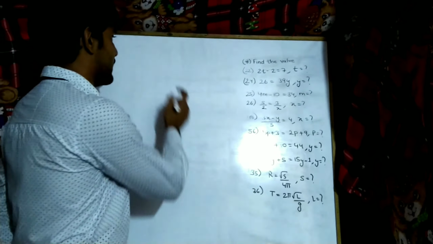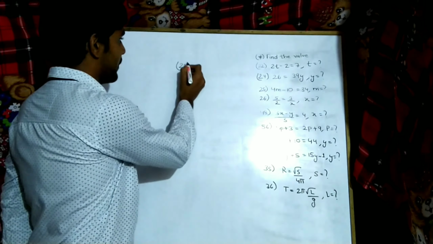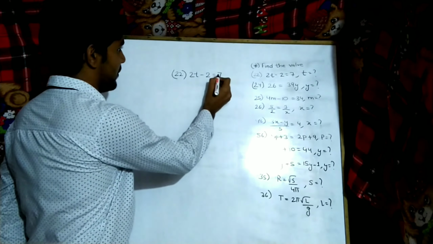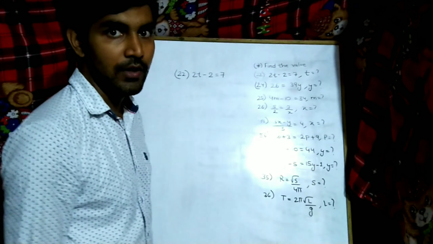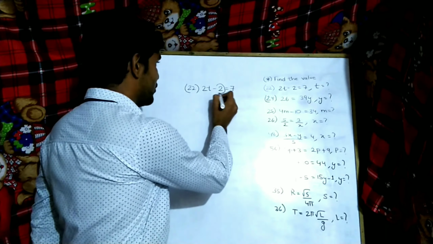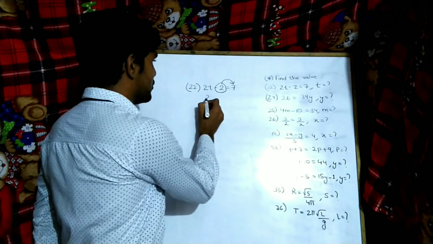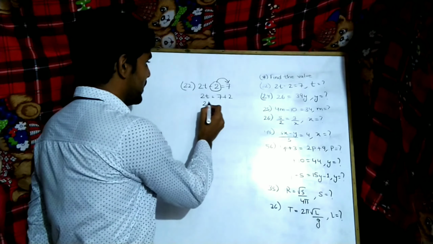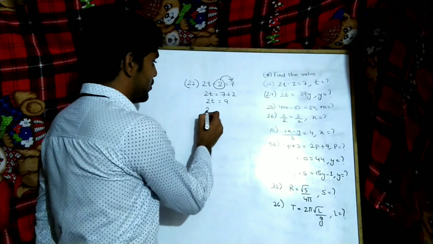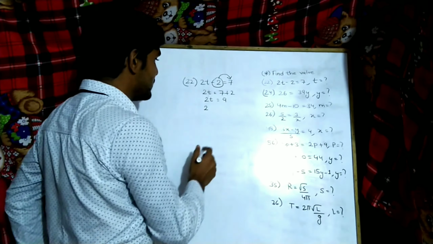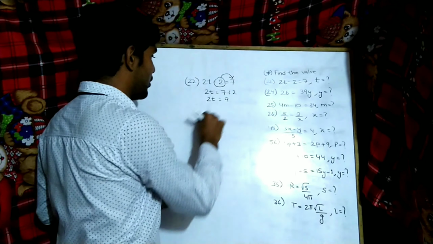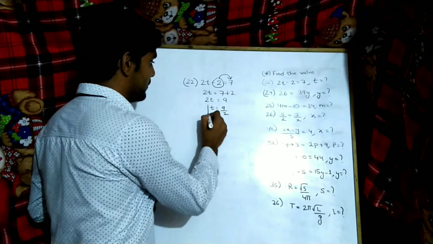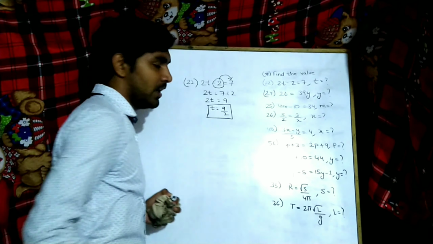Now let's go for the second, 22. 2t minus 2 is equal to 7. So we have to find the t value. So this minus 2 goes to that side and becomes plus. So 2t is equal to 7 plus 2. So 2t is equal to 9. And this multiplication goes to that side and becomes division. So t is equal to 9 by 2. This is the answer. Clear?